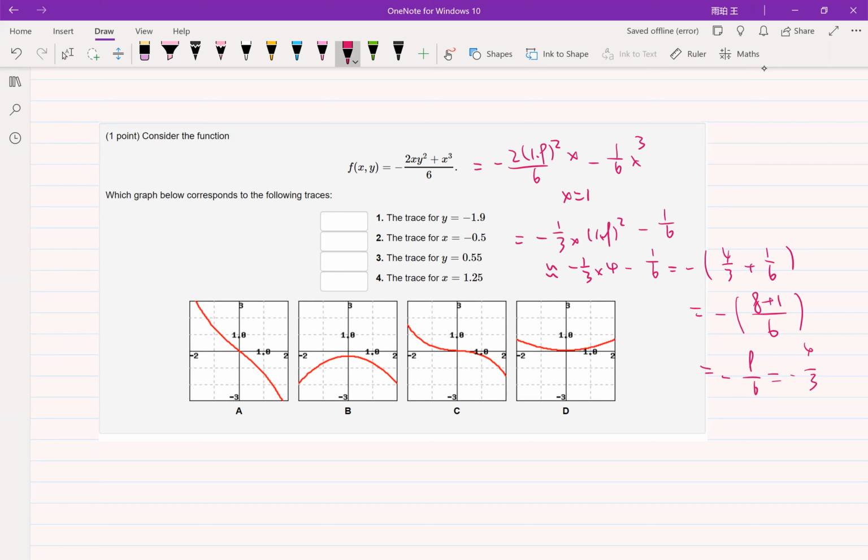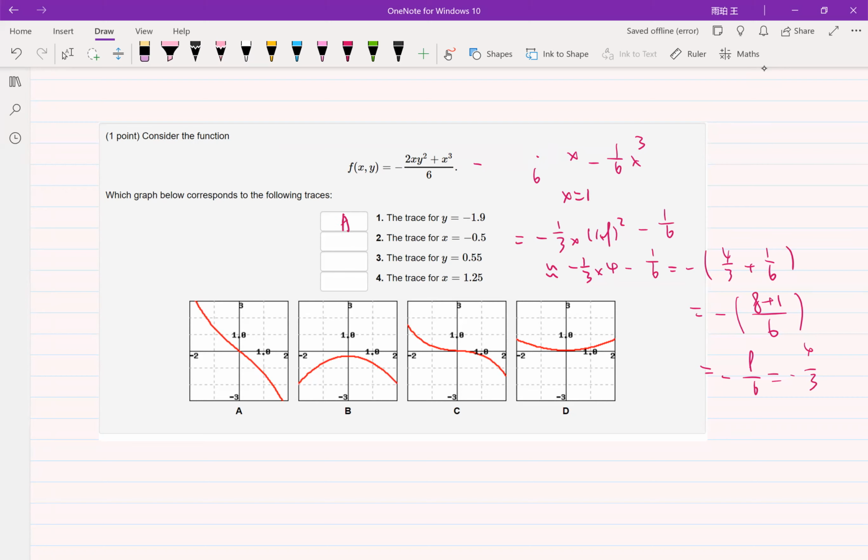Okay, so clearly in graph C, when x equals 1, y is going to be larger than negative 1. And in this graph, when x equals 1, y is going to be somewhat near negative 3 over 2. So for this question, the answer is A.